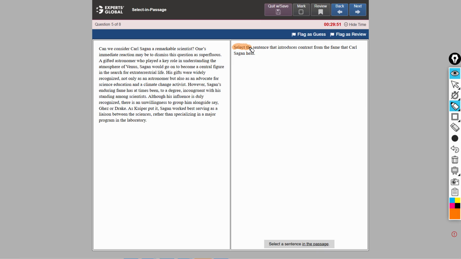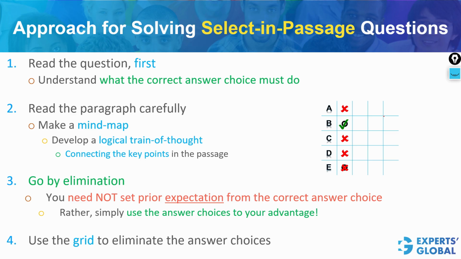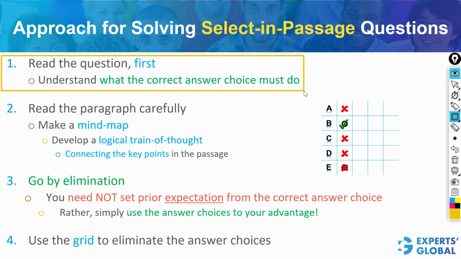We spot that this is a select in passage question type, and we need to select a sentence that introduces contrast from the fame that the scientist at the center of the passage held. This is our approach for solving the select in passage questions, and we just completed the first step.